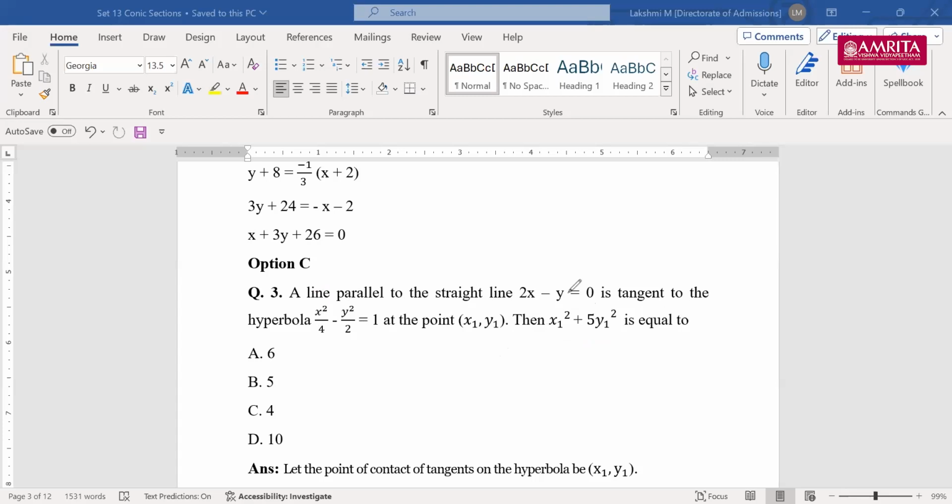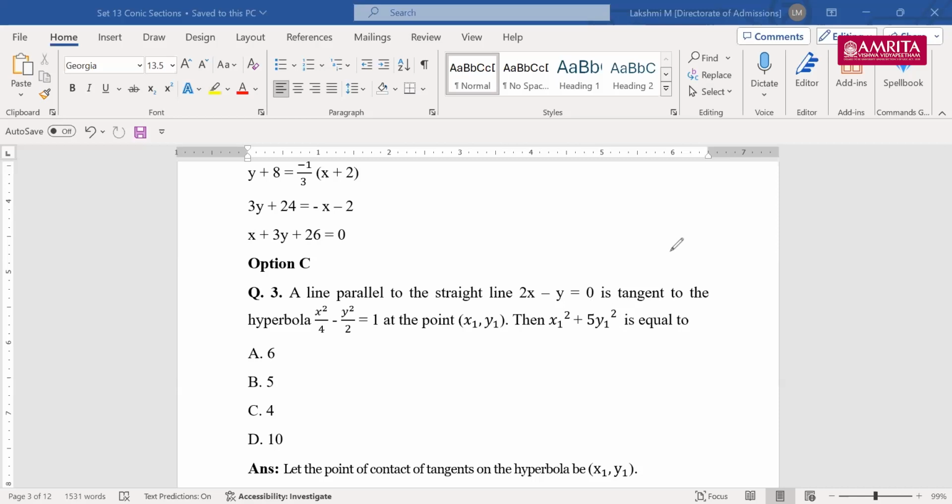There is a straight line 2x minus y equal to 0. There is a line which is parallel to this straight line and it's a tangent to this hyperbola, and they have given the point of contact as x1, y1. Now what is x1 square plus 5y1 square?